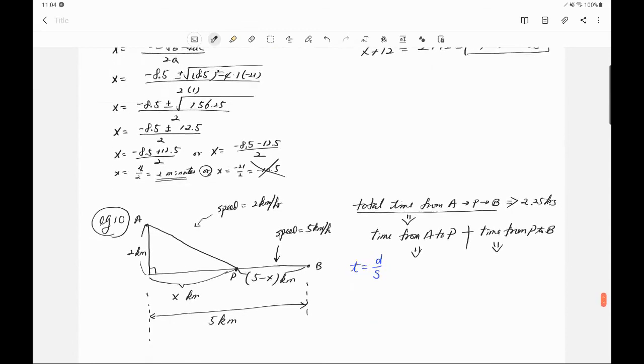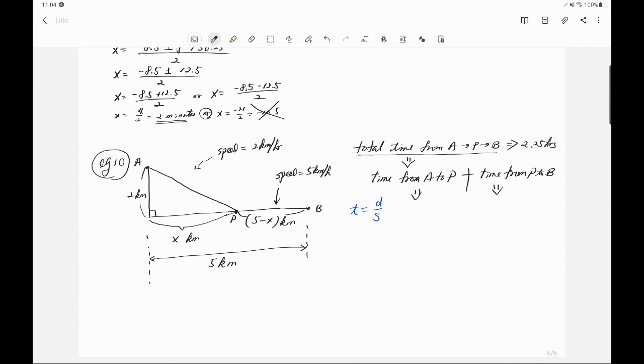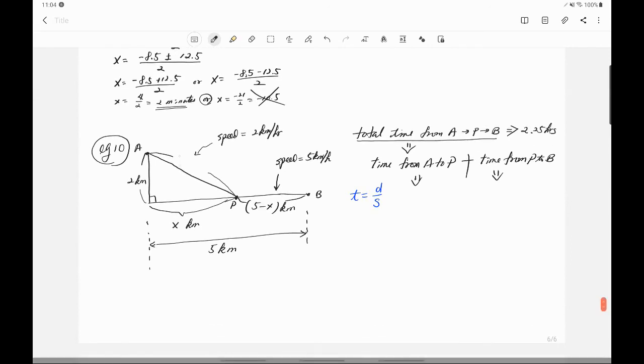All right, and the next question is a mixed question. A woman is walking from location A to P, and then from P to B. The speed is different. From A to P, the speed is 2 kilometers per hour. The distance is, this is a right triangle, so by the Pythagorean theorem, what is the hypotenuse?